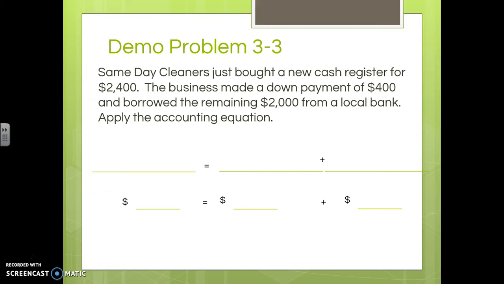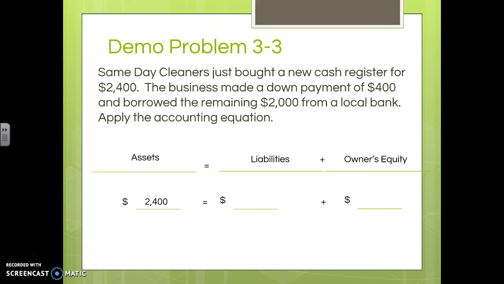Same Day Cleaners just bought a new cash register for $2,400. The business made a down payment of $400 and borrowed the remaining $2,000 from a local bank. Now let's apply the accounting equation. Remember, the accounting equation is assets equaling liabilities plus owner's equity. So what is the asset in this particular transaction? The asset is the item being purchased. That's the new cash register for $2,400.